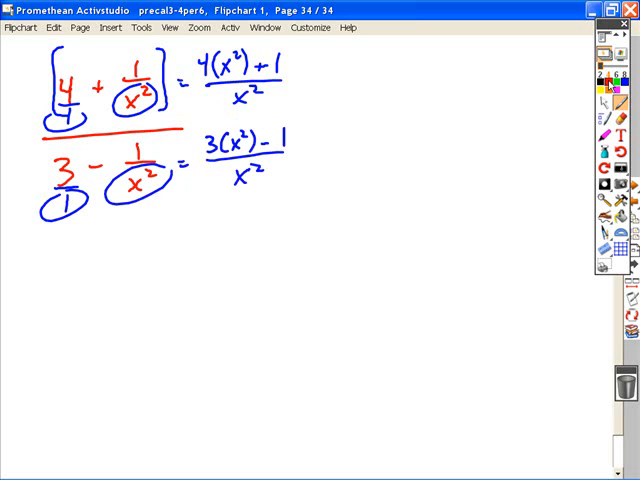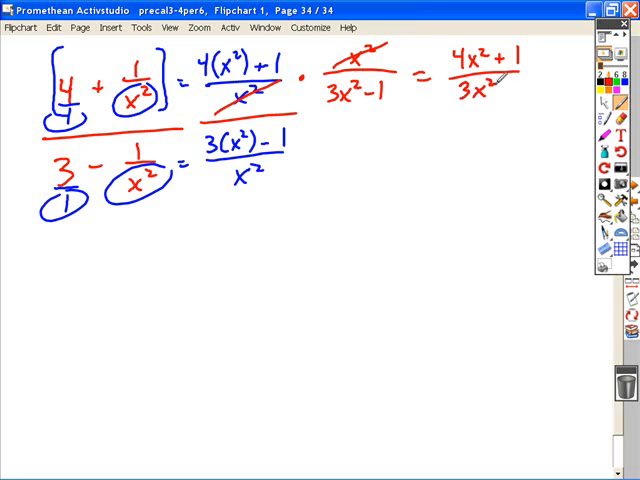So what we can now do is, instead of thinking of this as a division, a fraction over a fraction, we use this division bar to represent and convert to multiplying by the reciprocal. So the x squared gets moved to the numerator, 3x squared minus 1 to the denominator. You can cancel your x squareds, and now you wind up with your answer in the simplified form of 4x squared plus 1 over 3x squared minus 1.